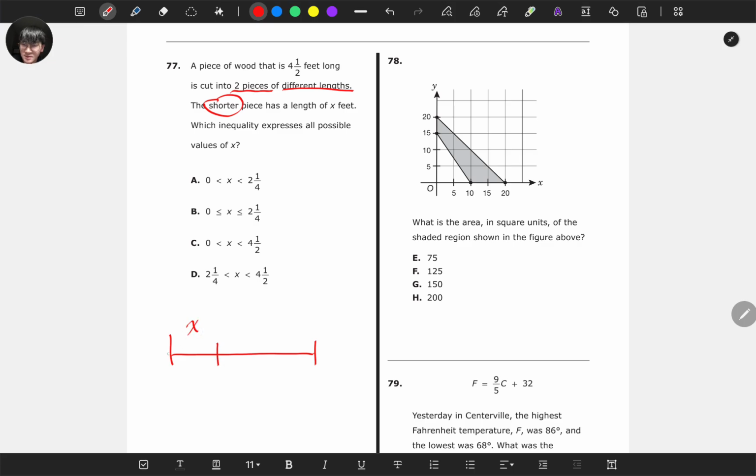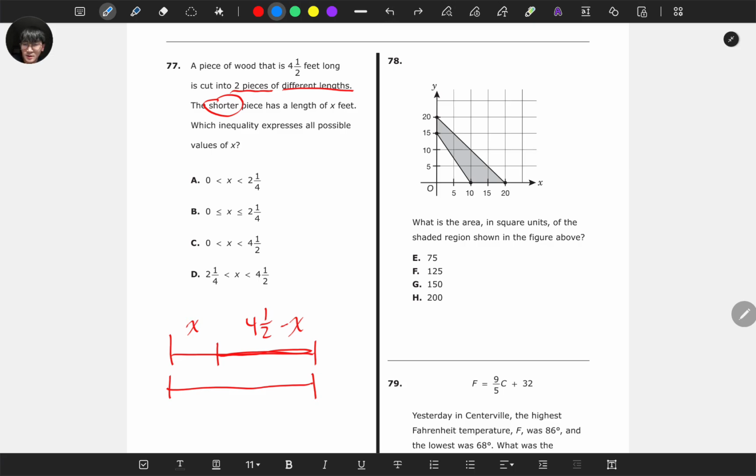So let's say this is x, right? And I know that the total here is 4.5. Well, then that means that the remaining piece here is 4.5 minus x. Okay, now if you want to see why, think of a simpler problem. If I said this is like 11 and this is 4, then this piece has to be 11 minus 4, or 7, right? So it's the same thing but with fractions and with letters.